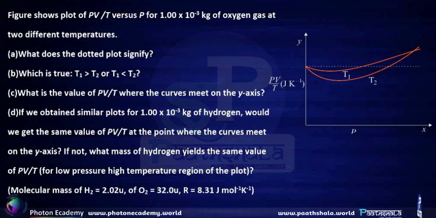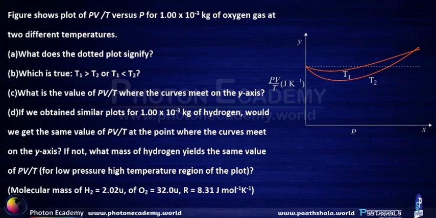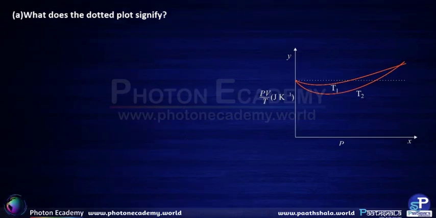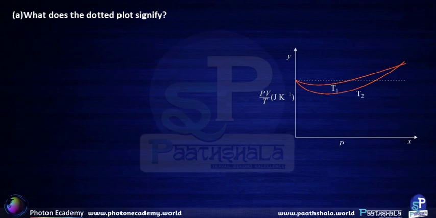Plot of PV by T versus P for 1 gram or 1 into 10 to the power minus 3 kg of oxygen gas at two different temperatures. So you can see there we have a graph between PV by T and P at two different temperatures, that is T1 and T2. So we will see all these parts. What does the dotted plot signify? As we can see here, the value of PV by T in case of the dotted plot is constant.